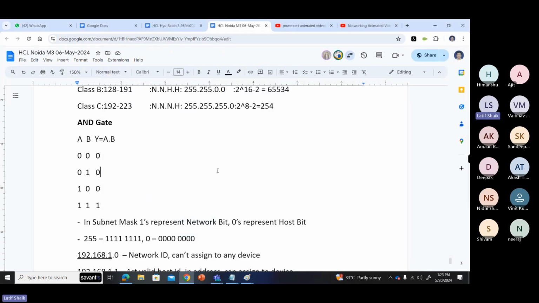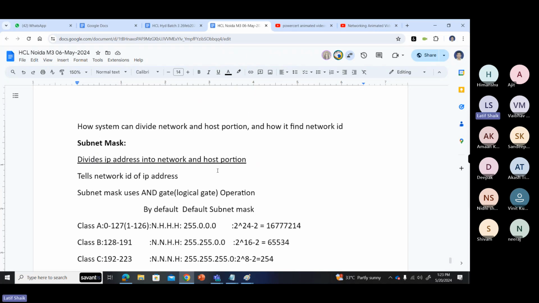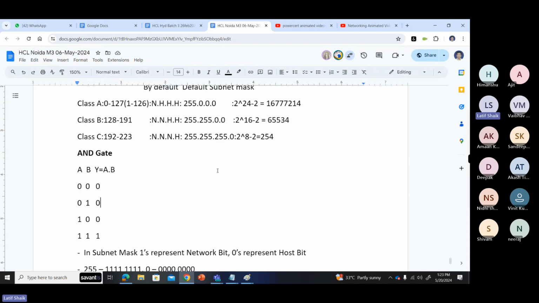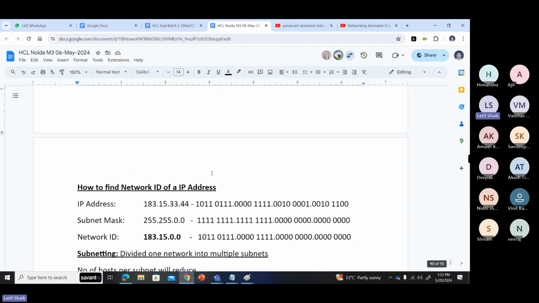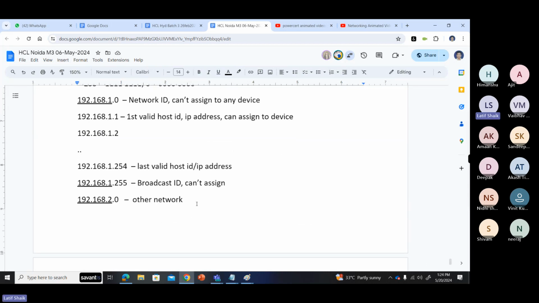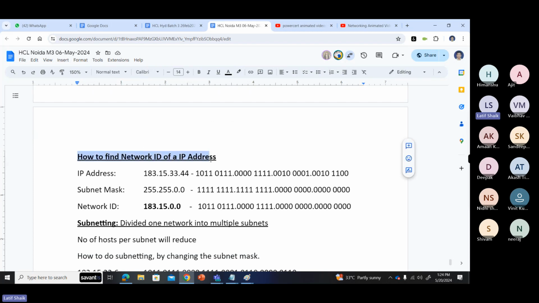Okay, this is the reason why IP addresses are divided into classes, and IP addresses are further divided into network and host portions based on the classes, by default. I say by default because there is another way also. That is the point. Up to here we discussed, guys. Remember, this is how to divide an IP address into network portion and host portion. You take an IP address and subnet mask, and we will get a network ID.